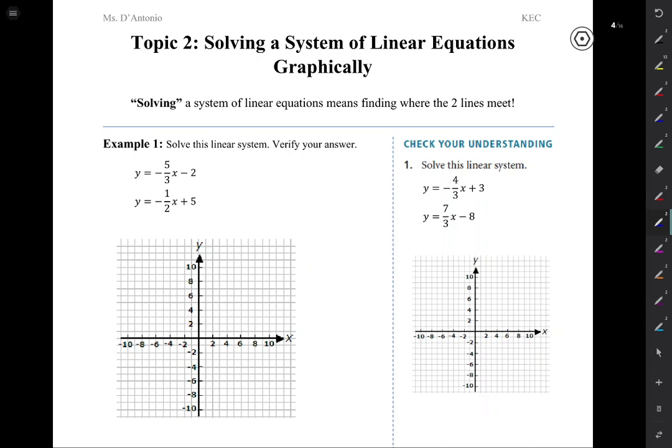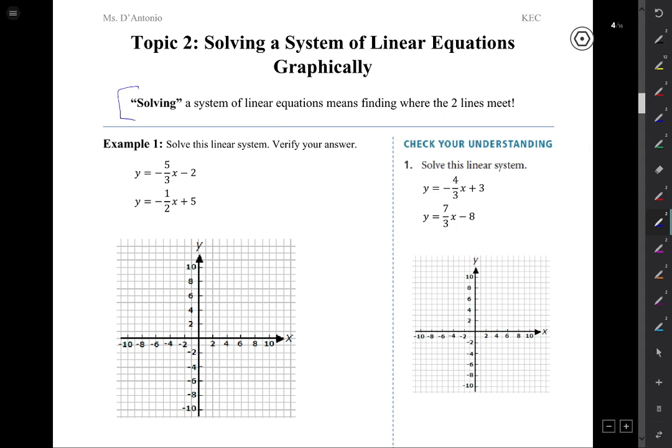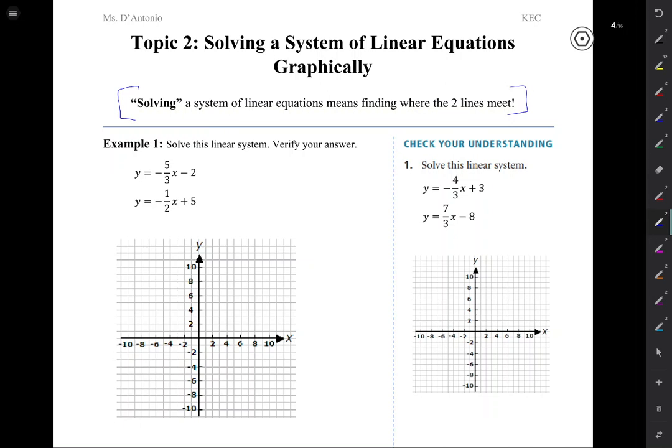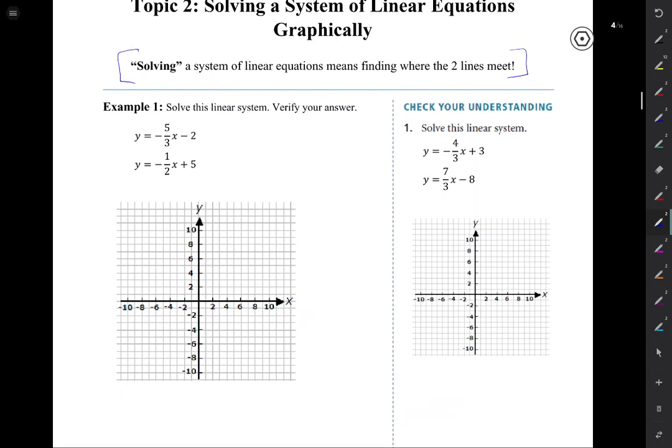In topic 2, we are going to be solving a system of linear equations graphically. So we're going to graph linear equations and then find the solution. Solving a system of equations means finding where the two lines meet, touch, or cross each other. When we graph these two lines, there's going to be one coordinate point where they both meet, and that's going to be the solution for the system.